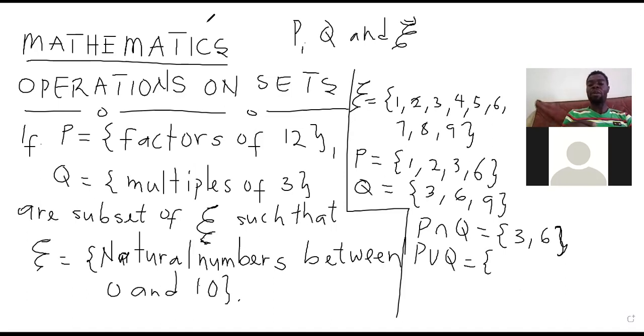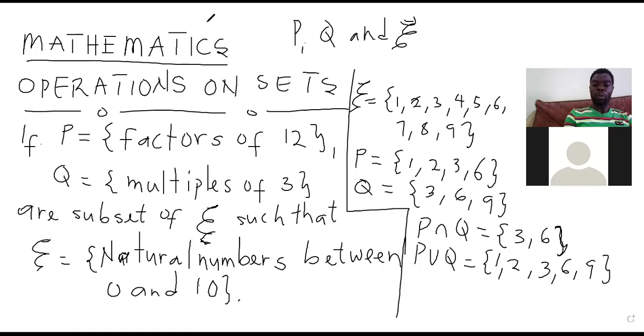Now P union Q. We are combining all the members of P and Q to get their union. So P union Q will be 1, 2, 3, 6, 9. That will be P union Q.